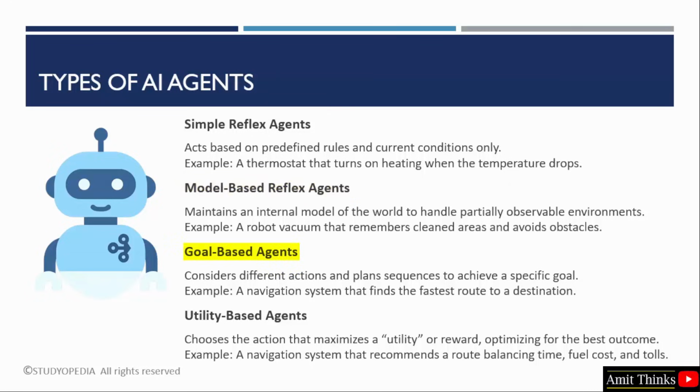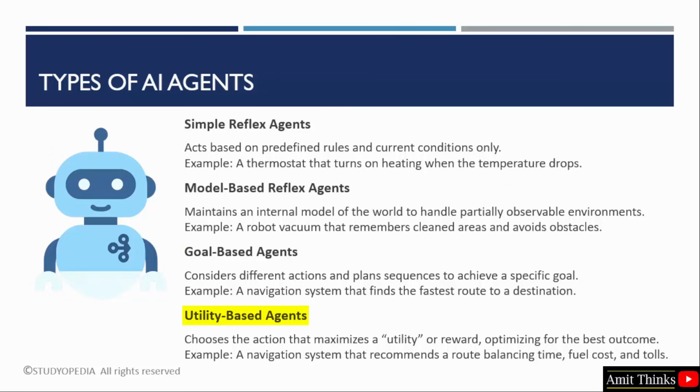The third one is goal-based agents. As the name suggests, it is based on a goal, that is, to achieve a specific goal. These agents consider different actions and plan sequences to fulfill that specific goal. For example, you have a navigation system that will help you in finding the fastest route to a destination, avoiding any traffic jam or obstacles.